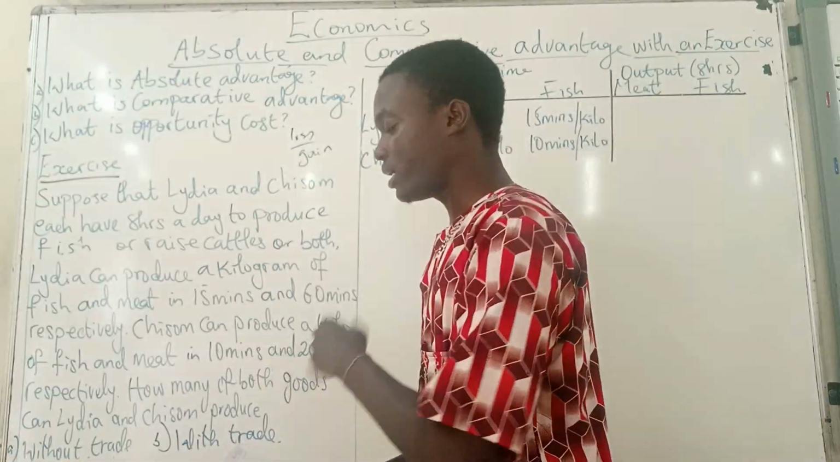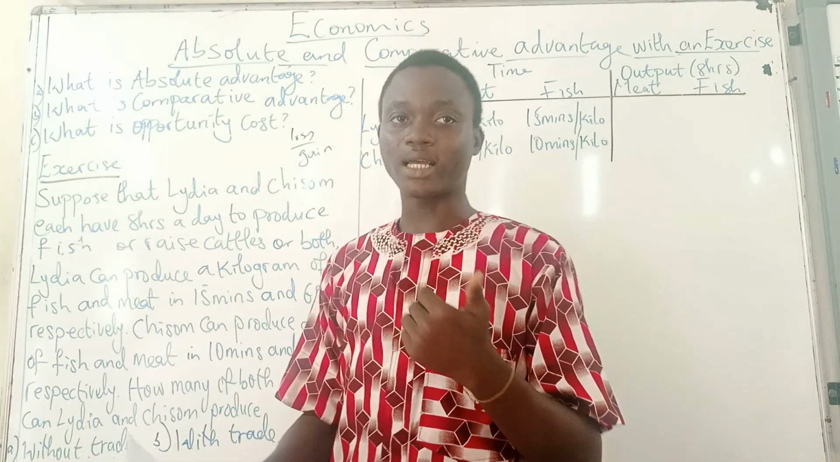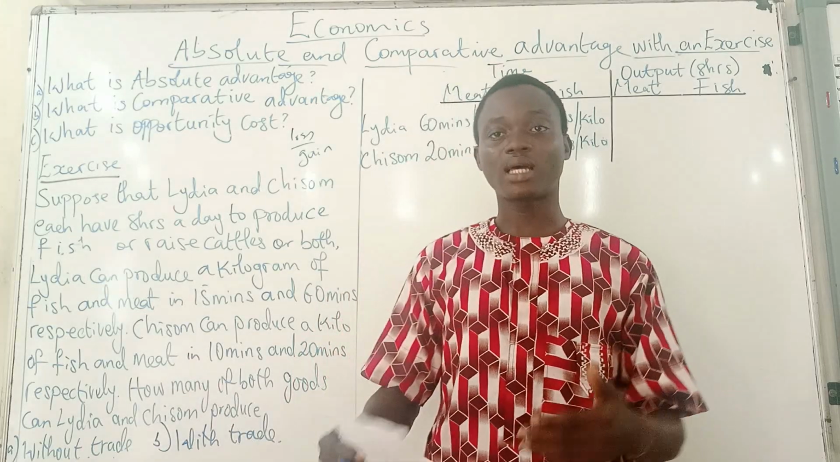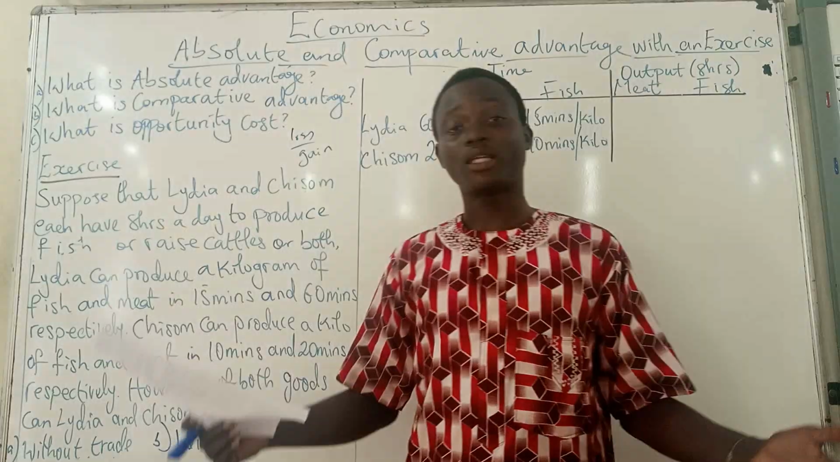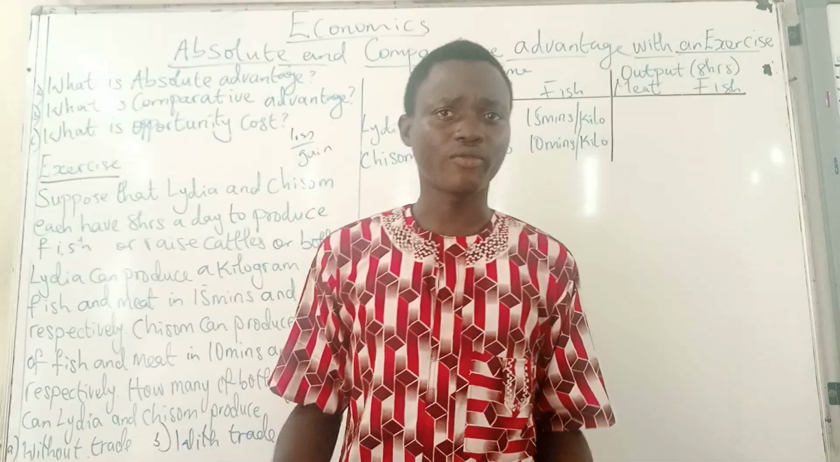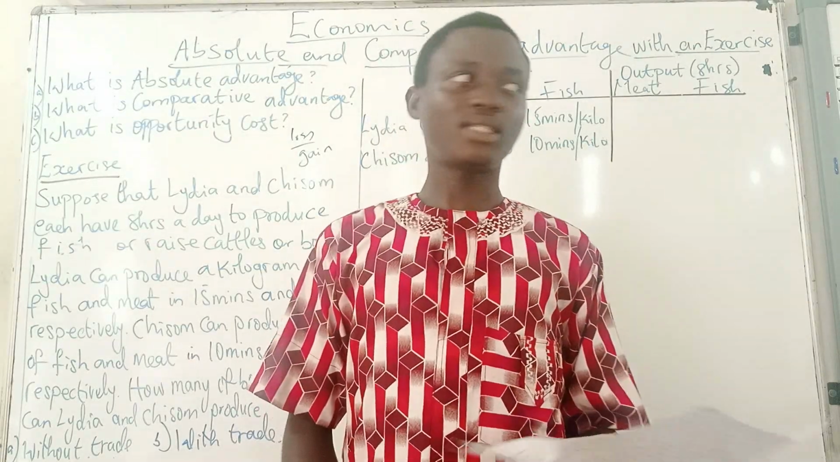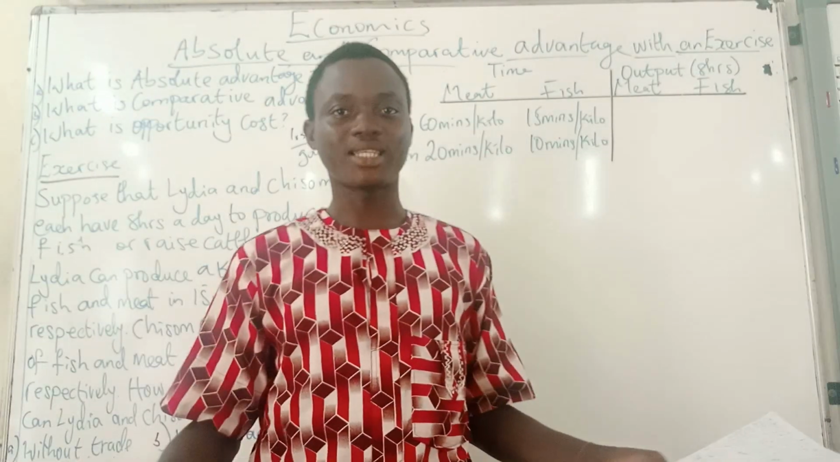So the first is saying that Chisom and Lydia decide to stay on their own. They decide to stay aloof from every other economy. Let me do it myself. This attitude, I can do it myself. I don't need anybody. And so let's see if these people really don't need anybody.